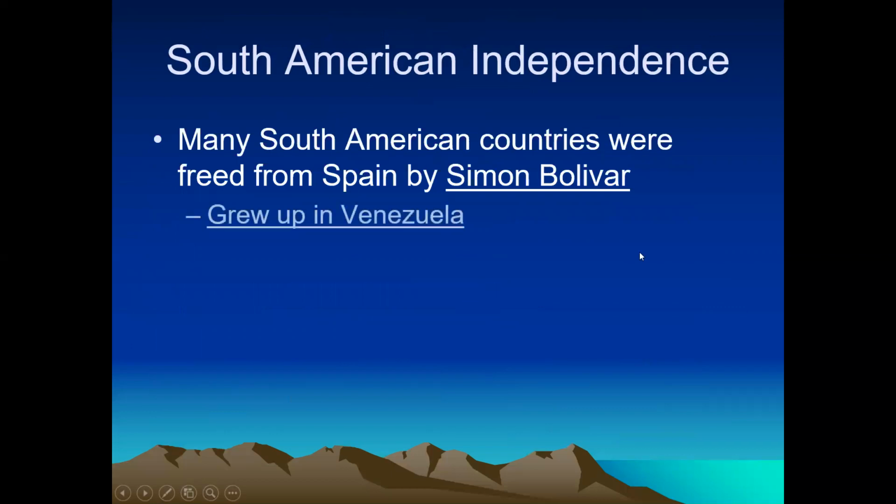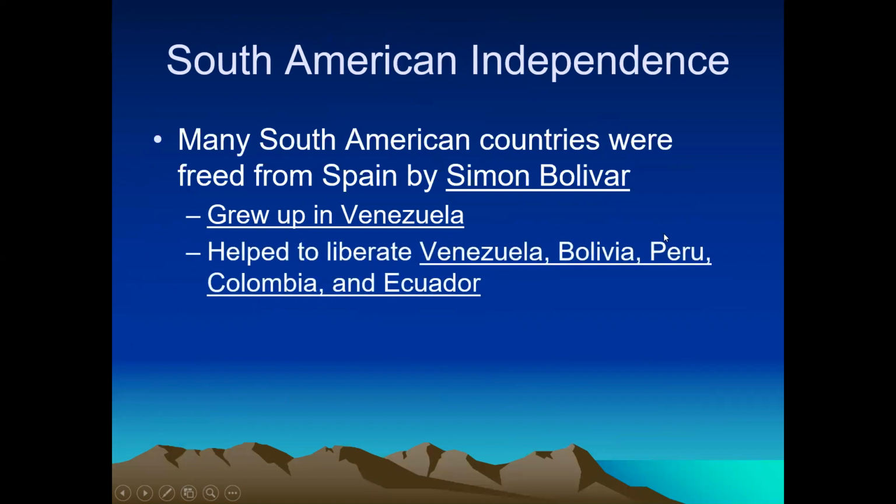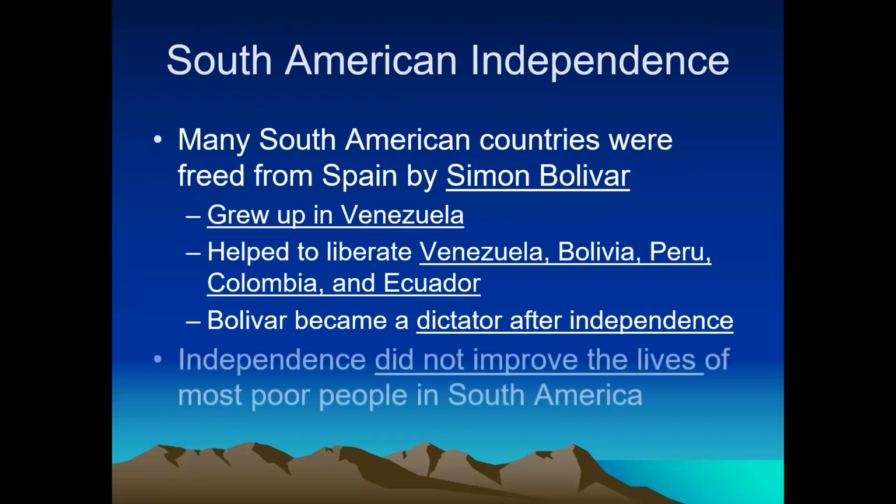So Simón Bolívar is the most important guy. He is from Venezuela, and he's able to liberate the countries of Venezuela, Bolivia, Peru, Colombia, and Ecuador. Unfortunately, "Yay, you're liberated. Now I'm in charge." He tried to make himself a dictator after independence. And many of the people that fought alongside of him thought, why are we trading a king for a dictator?